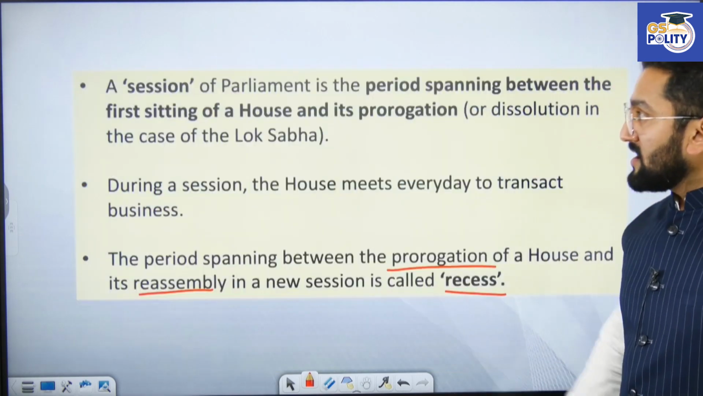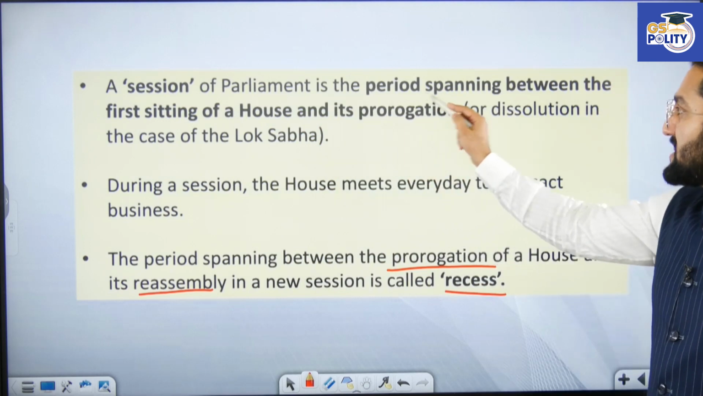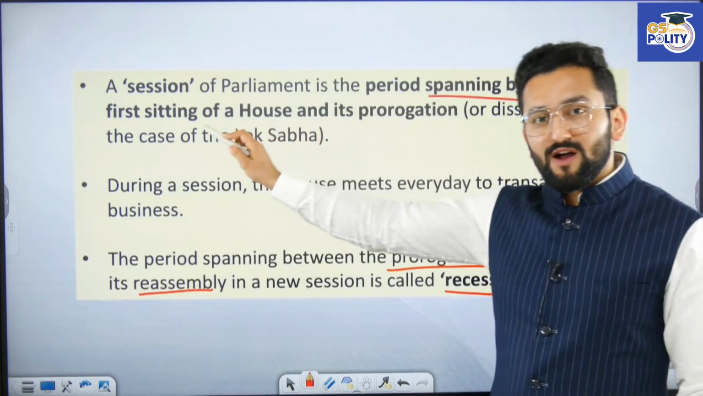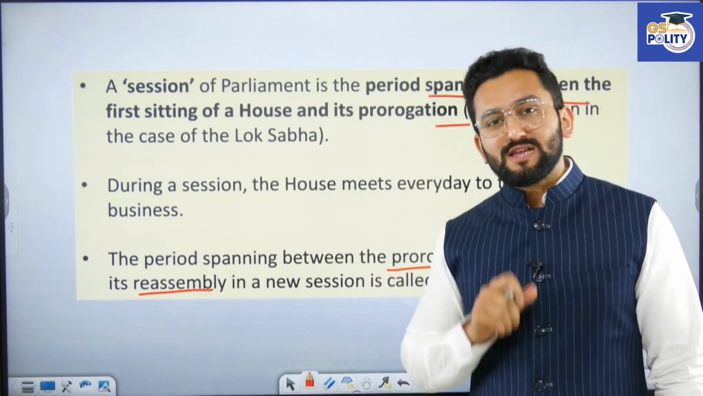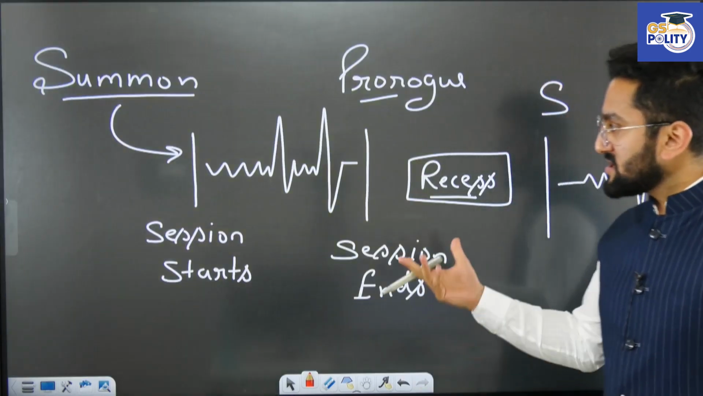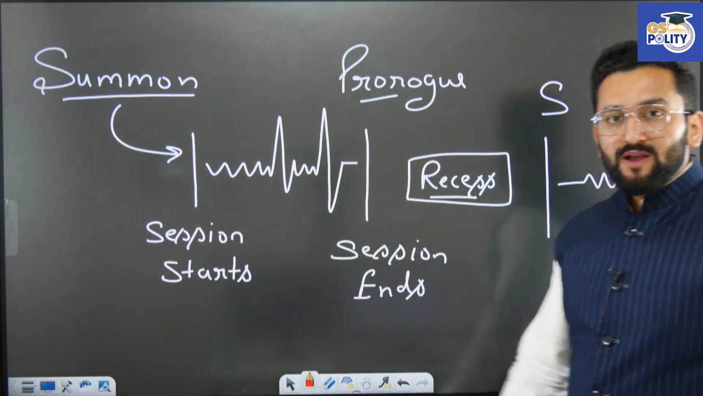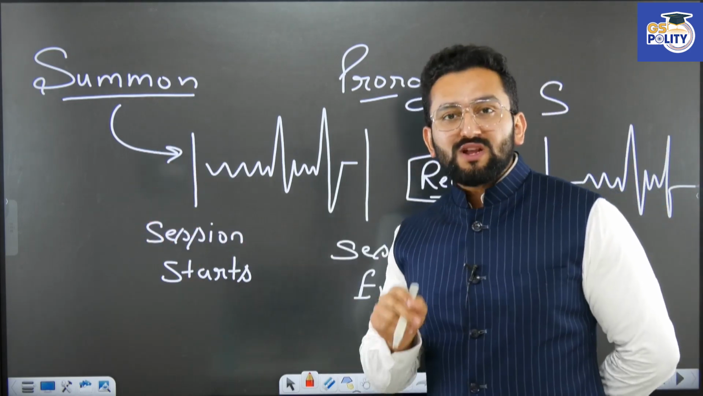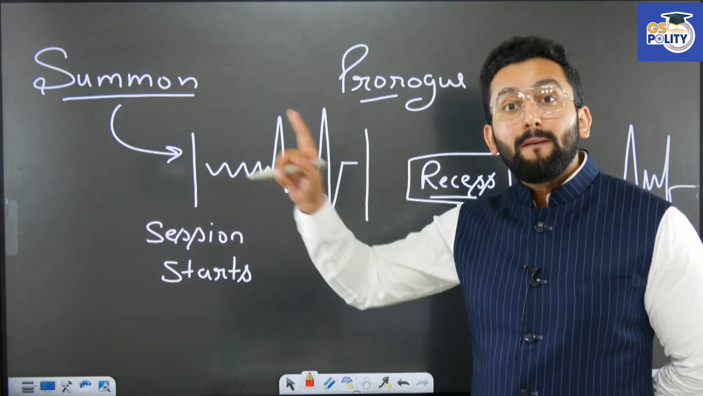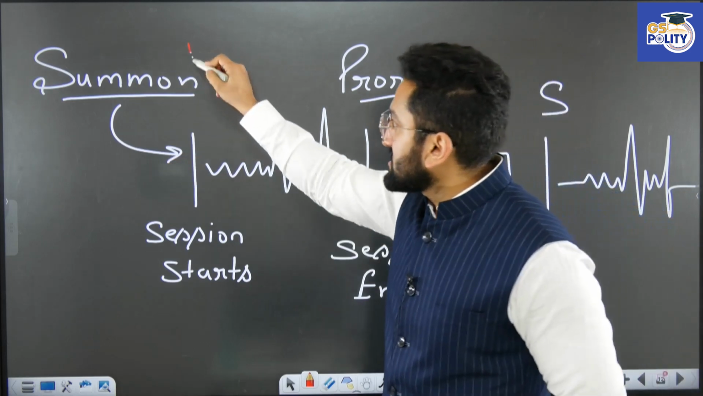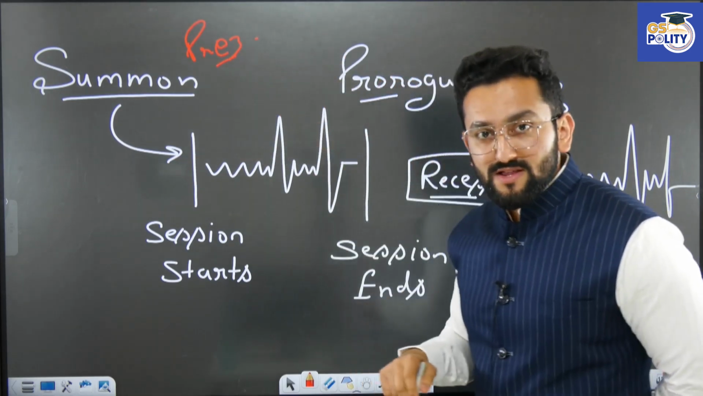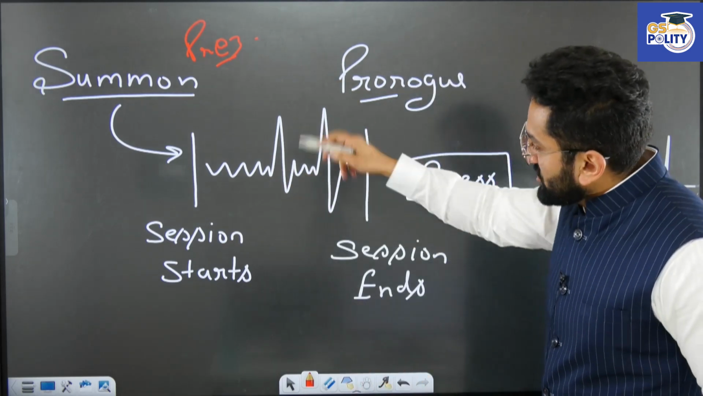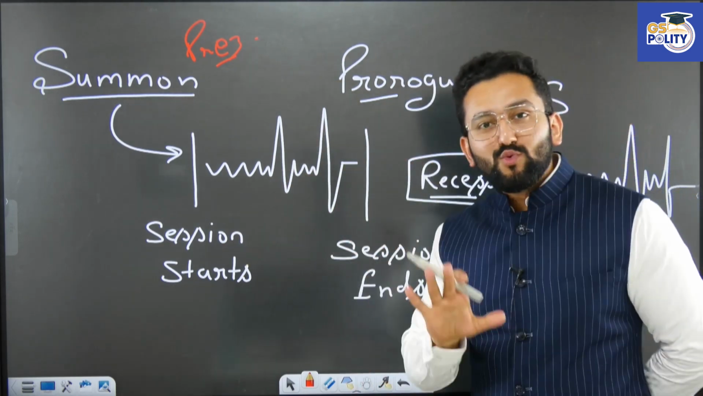A session of Parliament is the period spanning between first sitting of the House and the prorogation. Prorogation means ending of the session. Let's understand these words through this schematic. This is the date where session is summoned by President. So President summons, and on whose advice? Council of Ministers advice. Now you can see heartbeat. Tuck, tuck, tuck, tuck. Finally, session is working.